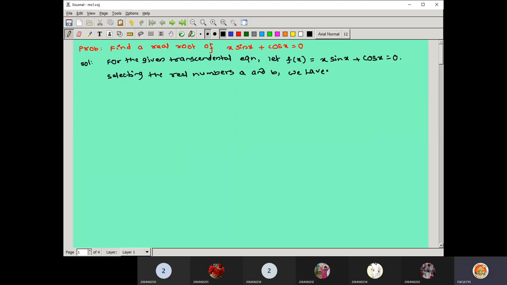In order to select the real numbers, remember to always start with x equal to 0, so that in your given function f of 0 is 0 sin 0 plus cos 0. 0 into sin 0 is 0 only, plus cos 0 is 1, so you get the answer 1, which is greater than 0.